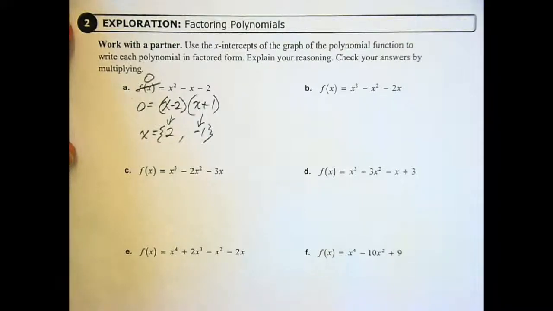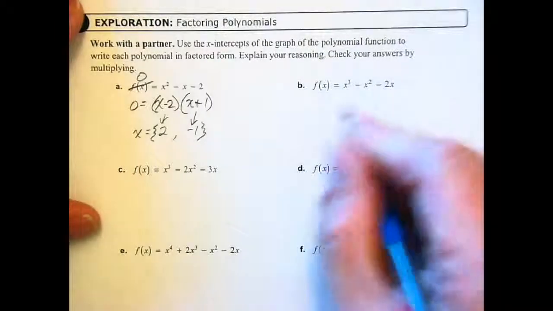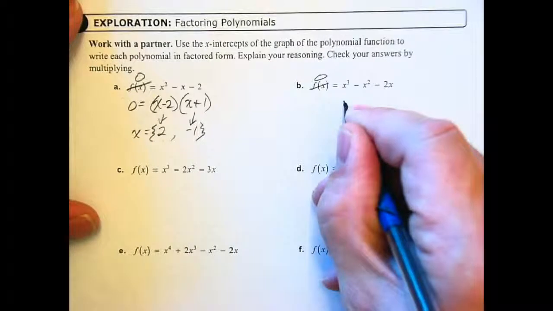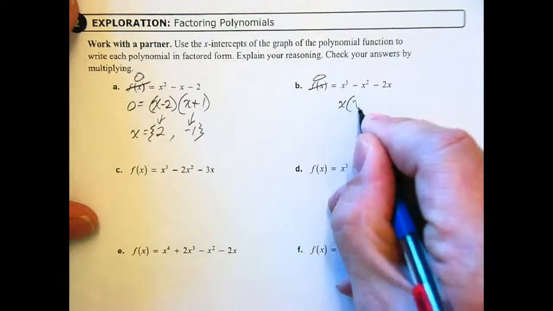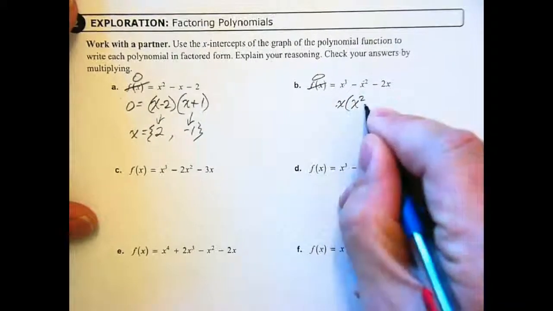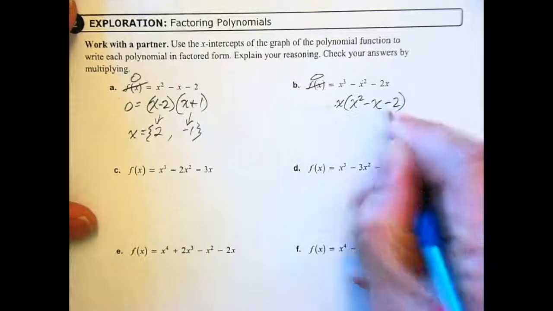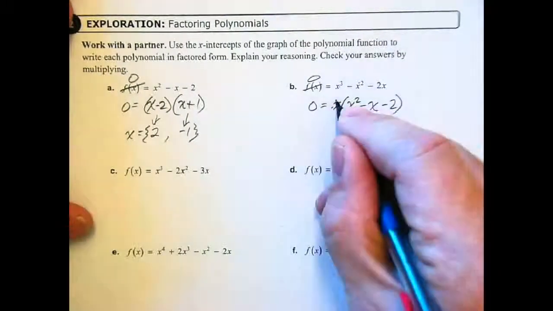What's the next one that you can solve pretty easy? B. Now, what do we have to do in order to make it so we can solve B? Other than set it to 0, obviously, we factor out an x. So when we take out an x, x times what is x cubed? Squared. X times what's x squared? And x times what's negative 2x? Minus 2.